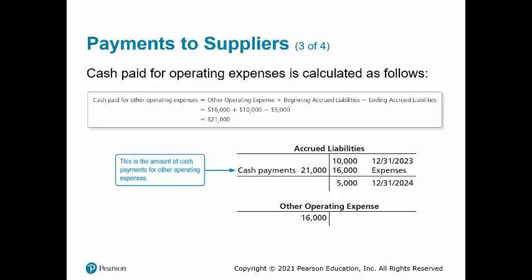So we take the amount from the income statement for other operating expense of $16,000, add the beginning balance in accrued liabilities of $10,000, and subtract the ending balance in accrued liabilities of $5,000, and we determined that the actual amount of cash payments for other operating expenses was $21,000.